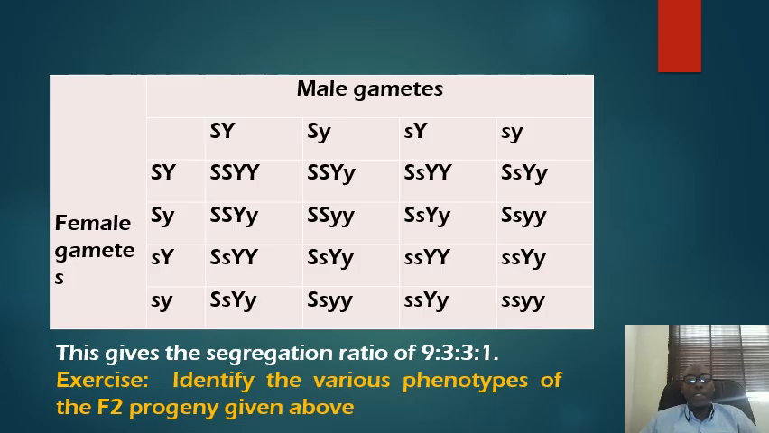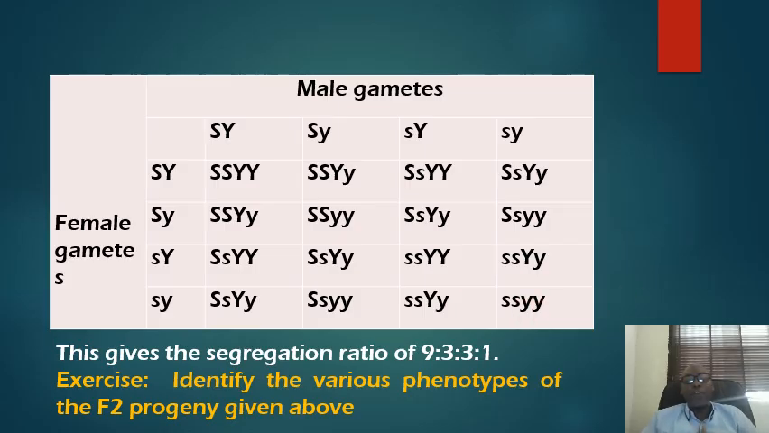You have the male gamete and the female gamete: smooth and yellow, smooth and green, wrinkled yellow, wrinkled green. So in obtaining the genotypes in the 16 boxes, you multiply each gamete of the female with the gamete of the male, and this gives the segregation ratio of 9:3:3:1.